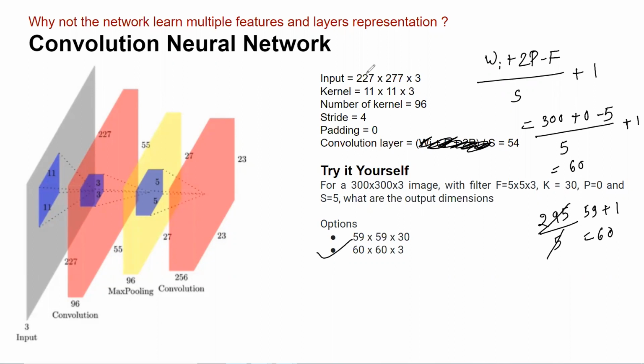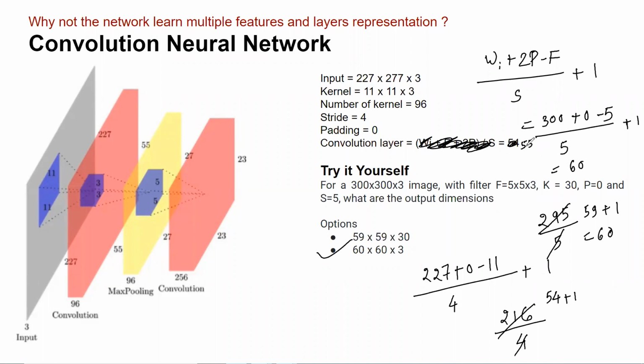Now let's do this calculation for this one. 227, right? Plus 0, minus f. What is my f? 11, divided by 4, plus 1, right? 216 divided by 4. 4 fives are 20, 4 fours are 16, so 54. Yeah. Plus 1, so it should have been 55. Okay.